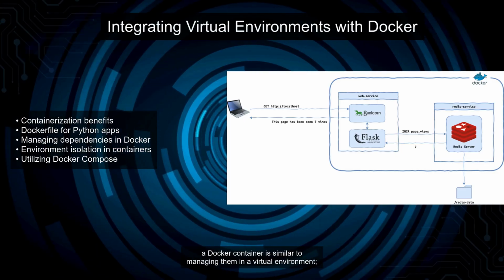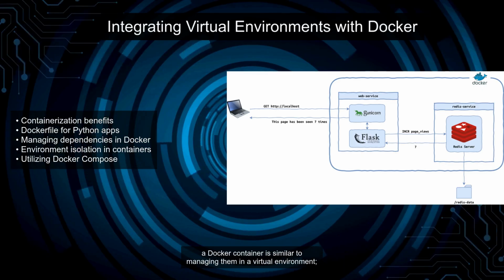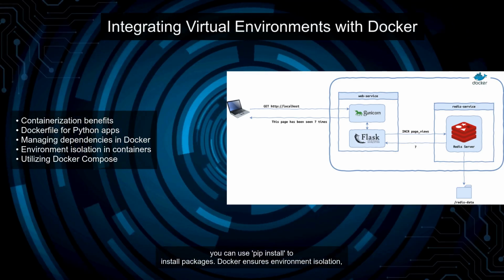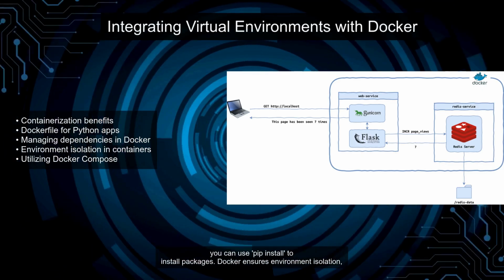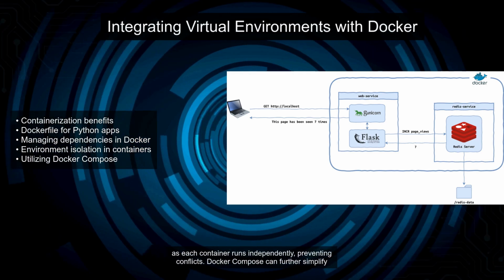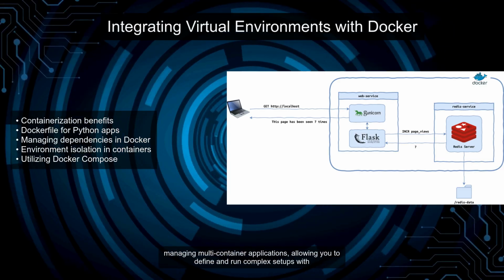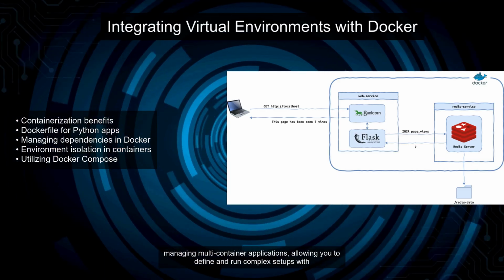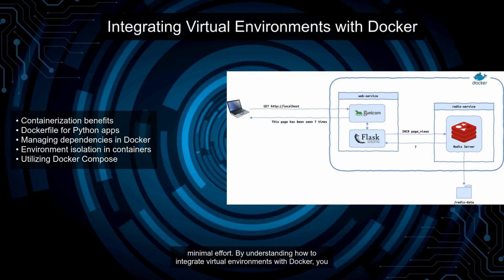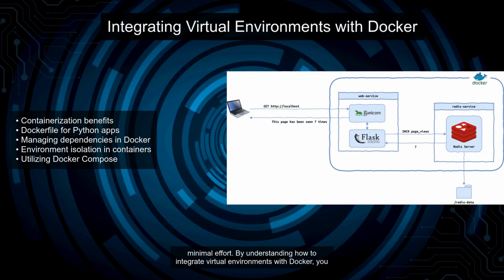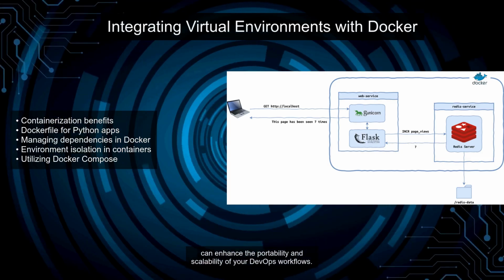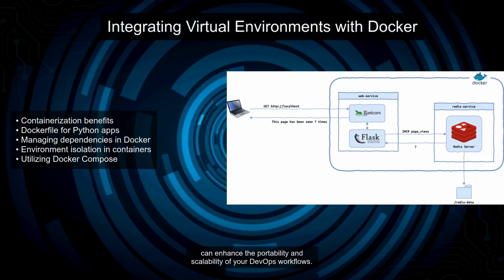Managing dependencies within a Docker container is similar to managing them in a virtual environment. You can use pip install to install packages. Docker ensures environment isolation, as each container runs independently, preventing conflicts. Docker Compose can further simplify managing multi-container applications, allowing you to define and run complex setups with minimal effort. By understanding how to integrate virtual environments with Docker, you can enhance the portability and scalability of your DevOps workflows.